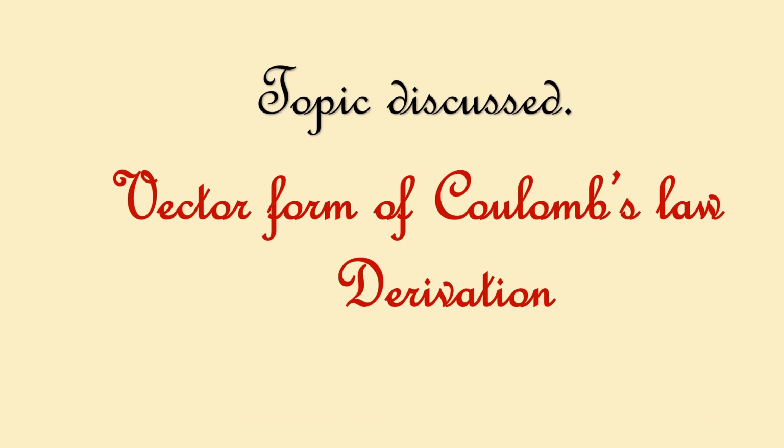We will see Coulomb's law in vector form, derivation. We have already seen the mathematical representation of Coulomb's law. Coulomb's law gives an expression for calculating the force between electric charges kept at a distance in free space, that is vacuum. The charges are static, that is they are not moving. So the force between the charges is called electrostatic force, represented as Fe.